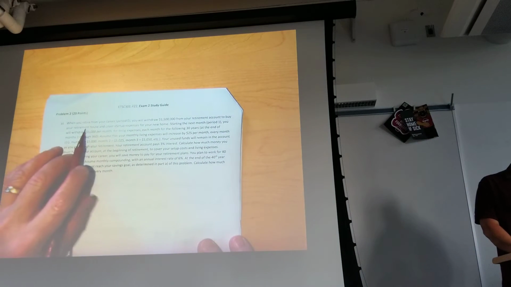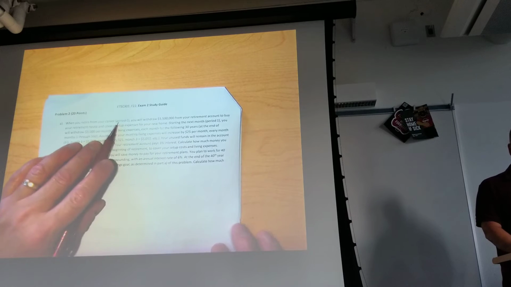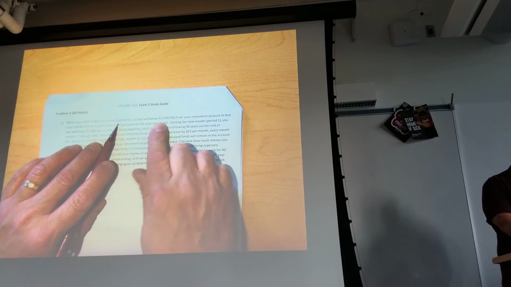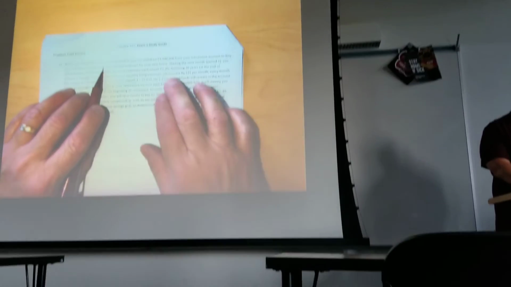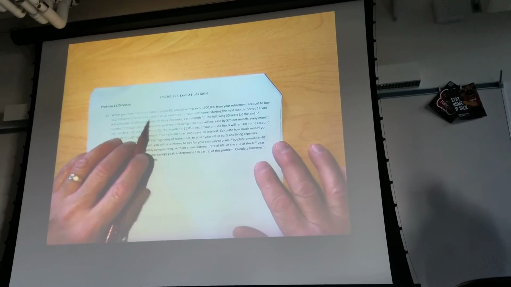When you retire from your career, period 0, so you just turned 65 and quit your job, you'll withdraw 1.5 million for buying a house and car and all the stuff, moving and all the stuff you have to do to set up in your new retirement home, 1.5 million.